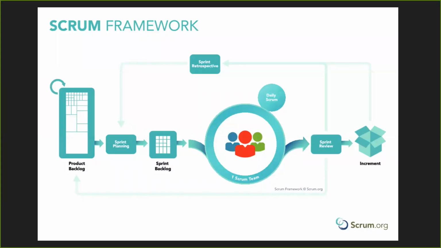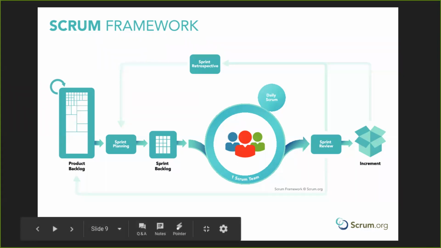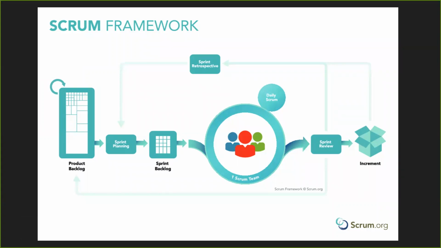With Scrum, you start off with a project, and the first thing you do is try to figure out who the users are. You define the features you need based on who your users are, and you create this product backlog.